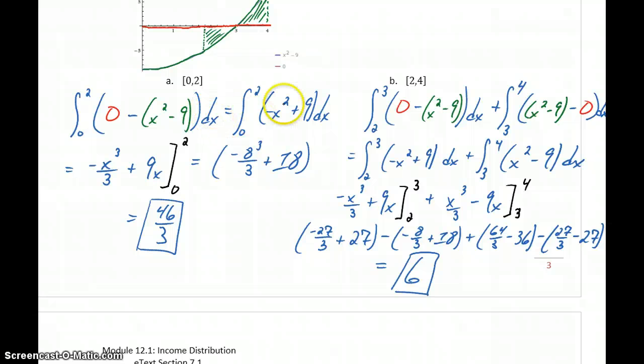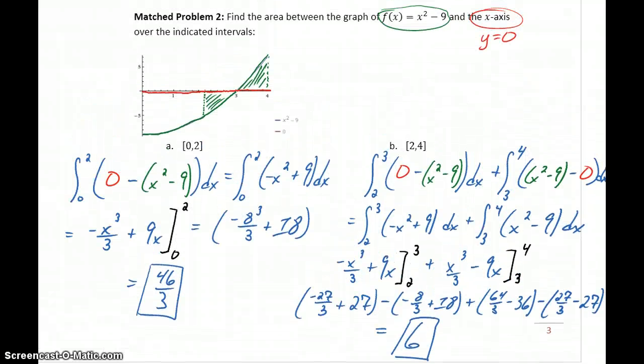So part A, very similar to match problem 1, but now in match problem 2, we had to set up these two different integrals because there was a point on that interval where our functions crossed over and it switched which one was taking on the larger function values. Whichever function takes on the larger function values has to be the one that comes first in that integral.